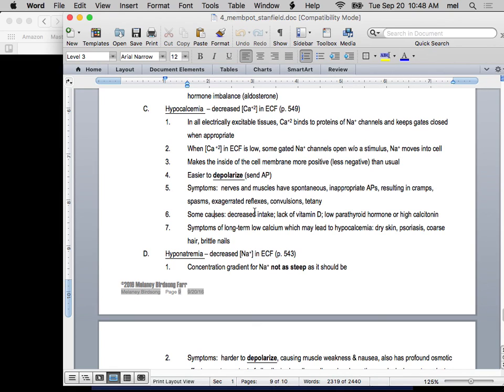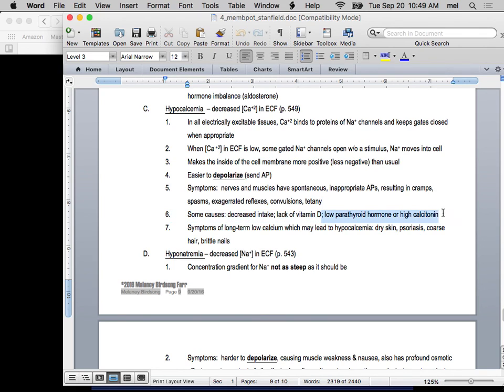Causes: decreased intake, again, starvation. Lack of vitamin D. If you're taking in all of the calcium in the world, but you're not making adequate levels of vitamin D, you can't absorb it. So lack of vitamin D will cause problems. This was probably a big issue during the Industrial Revolution in Europe, where there was so much coal pollution that the kids stopped getting enough vitamin D from the sun, and they started to have all kinds of calcium deficiencies. Another cause is low parathyroid hormone or high calcitonin.